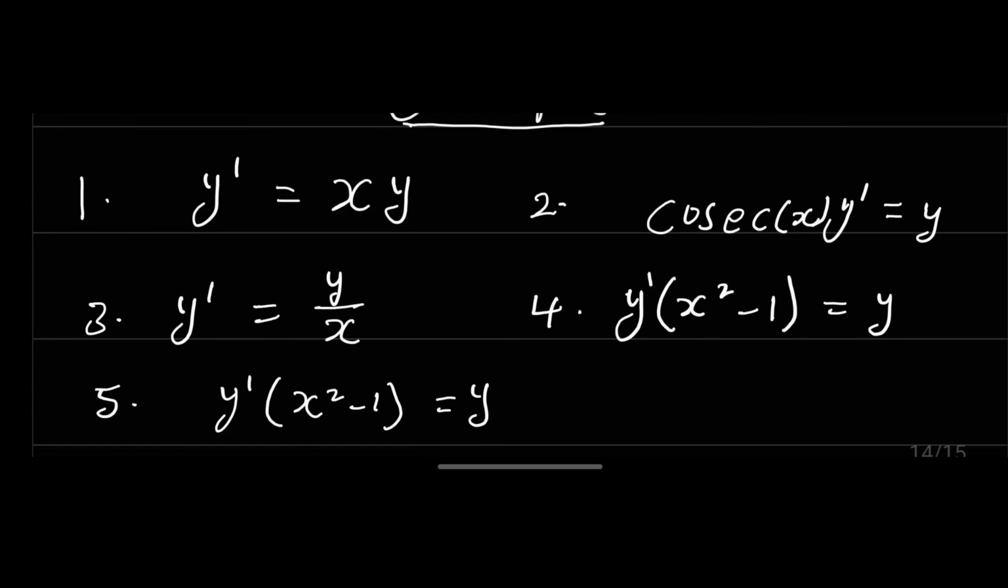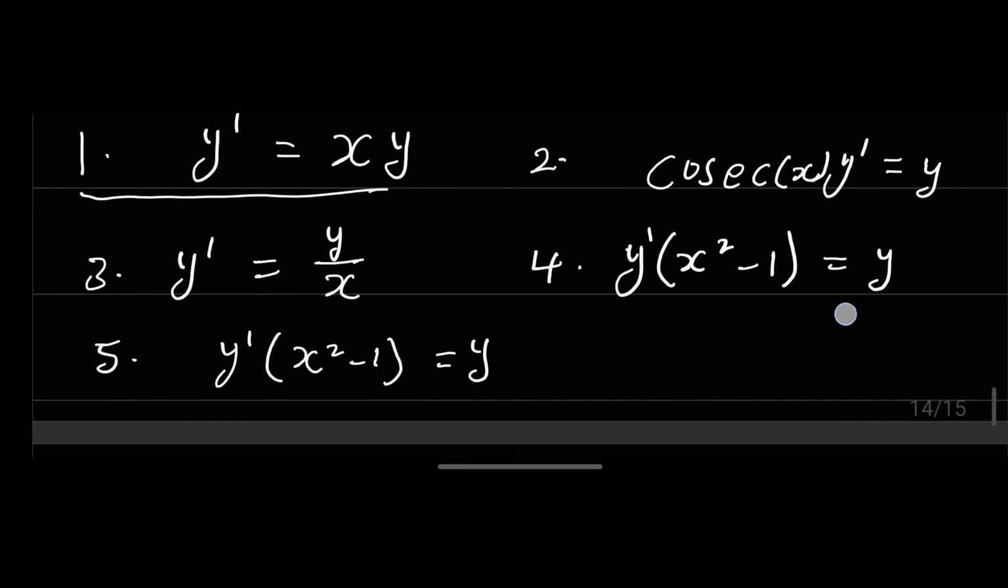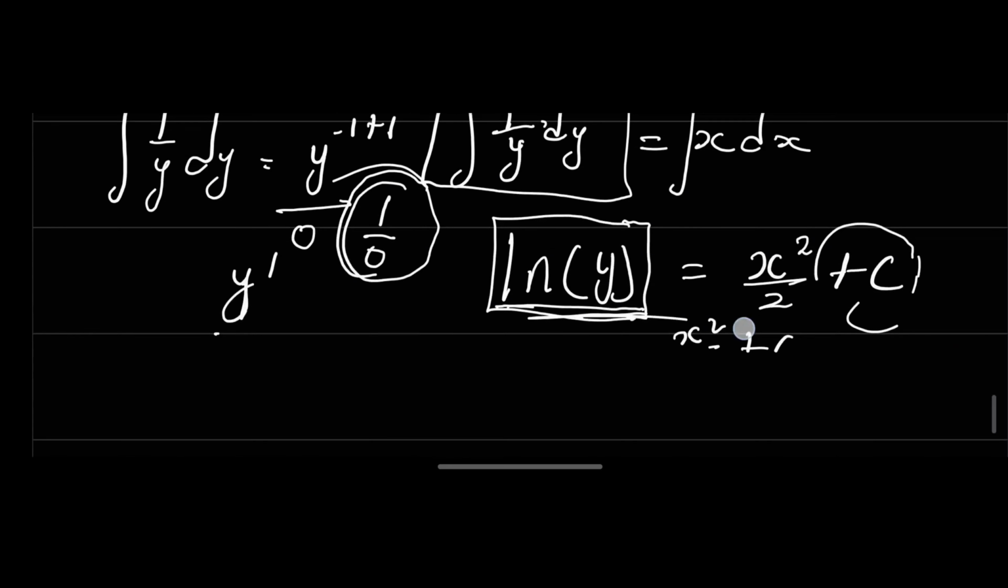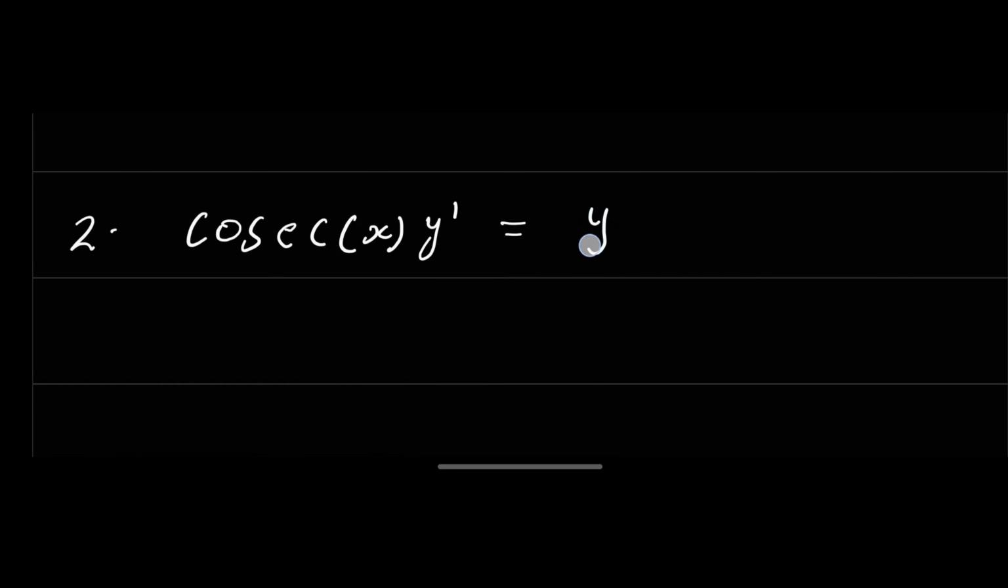Okay, so let's move on, and if there is any other thing as a side note I would tell you, then I'll tell you. But we are done with question 1. Question number 2 says cosec x y prime equals y. Okay, let me write it down here. Okay, number 2. Cosec of x y prime equal to y.